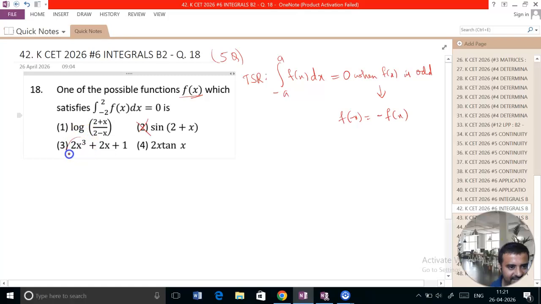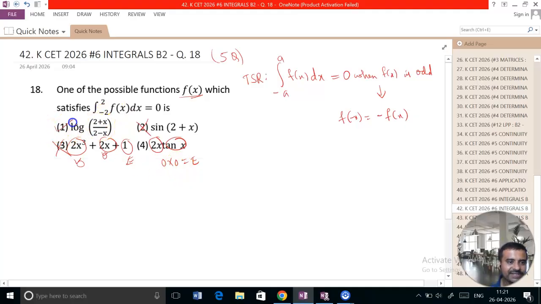See, 2x cube, yes, it is an odd function. 2x, yes, it is an odd function, it becomes 0. But 1 is a constant, and a constant is an even function. So this is odd, this is odd, but the constant becomes even, and this will not be equal to 0. So option 3 is not correct. Option 4, see, 2x is an odd function, tan x is an odd function. When I say odd into odd, the result will be even, and this also does not become 0.